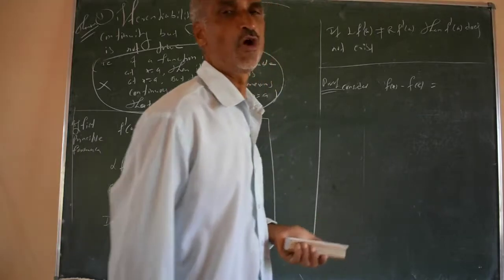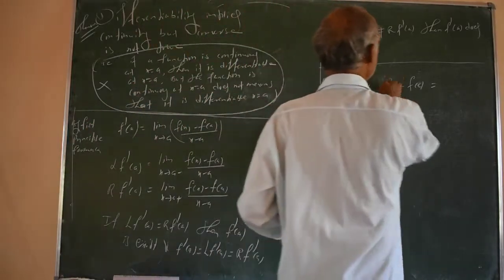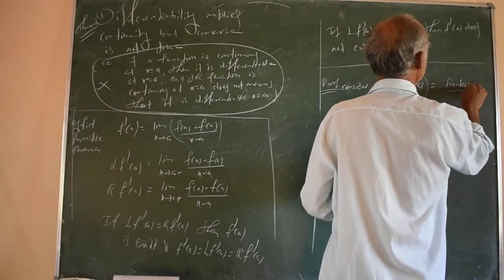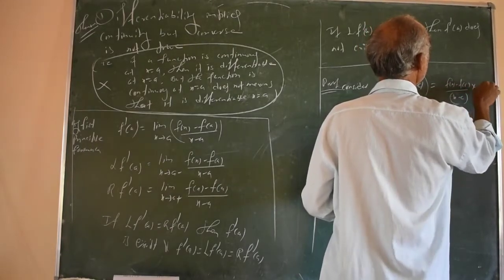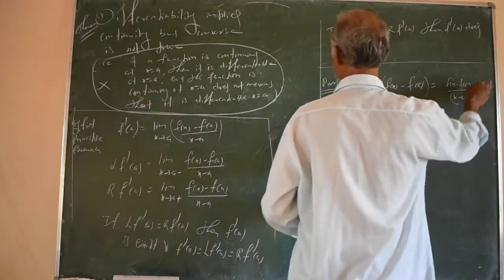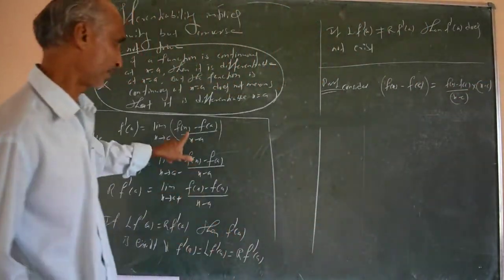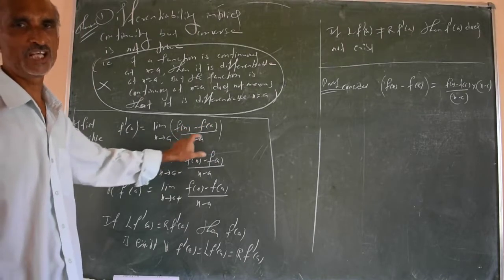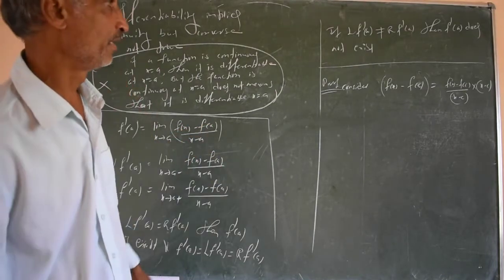Dividing numerator and denominator by x minus c, that equals f of x minus f of c upon x minus c, into x minus c. What I did: x minus c multiplied and x minus c divided, to have this particular expression, f of x minus f of a upon x minus a, where I have taken c. Okay, the proof.